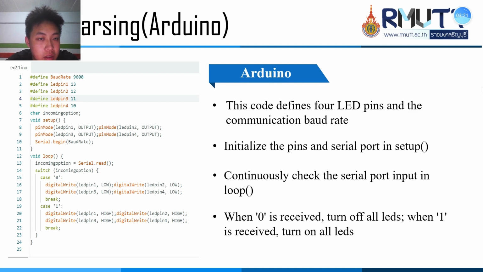First we see the Arduino code creation, and you can see it has void setup, void loop, and define. This code defines 4 LED pins and the communication baud rate. Initialize the pins and the serial port in setup. Continuously check the serial port input in loop. When 0 is received, turn off all LEDs. When 1 is received, turn on all LEDs.